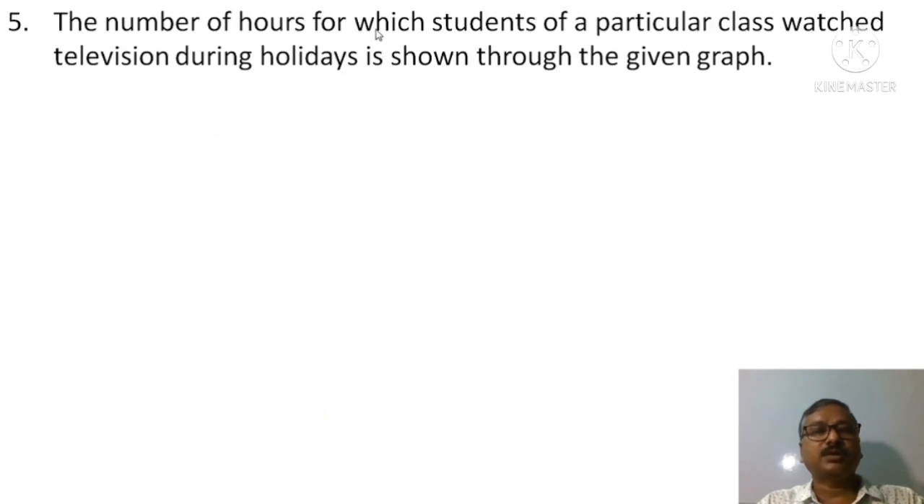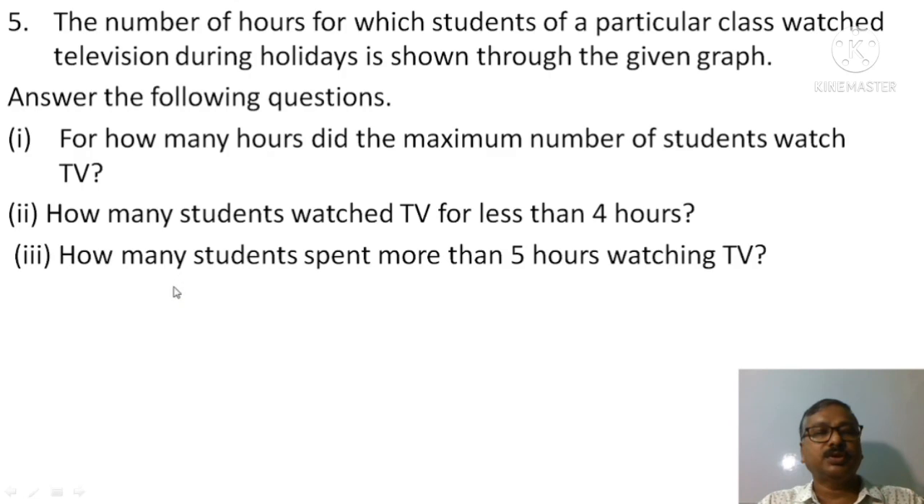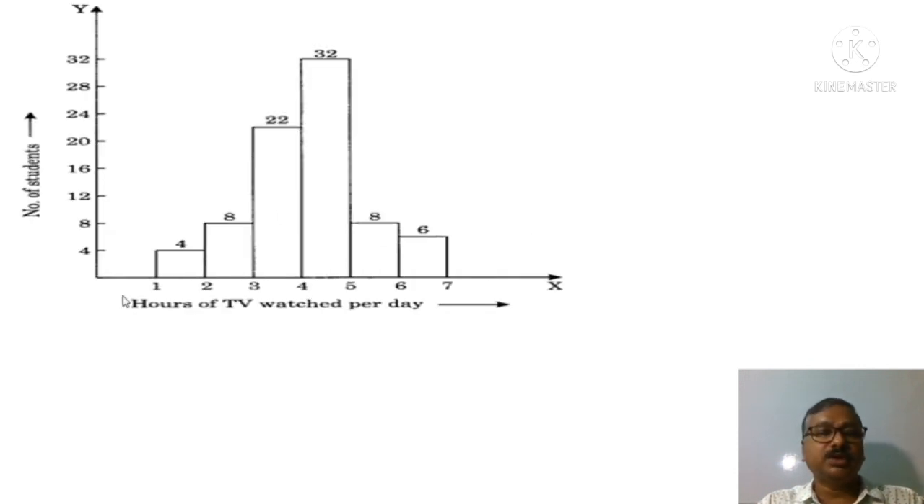Now this is the last question. The number of hours for which students of a particular class watch television during holidays is shown through the given graph. After that we have to answer these questions. The questions are: for how many hours did the maximum number of students watch TV? How many students watch TV for less than 4 hours? From the histogram we can find everything. How many students spent more than 5 hours watching TV? So this is the histogram, hours of TV watched per day.